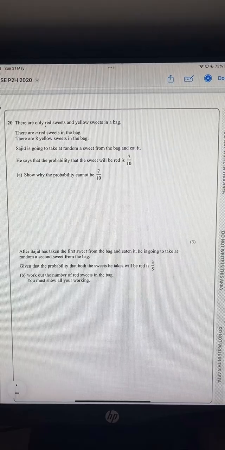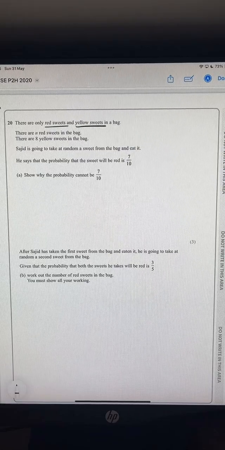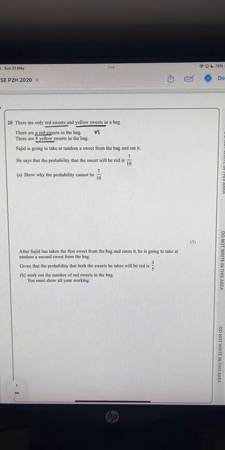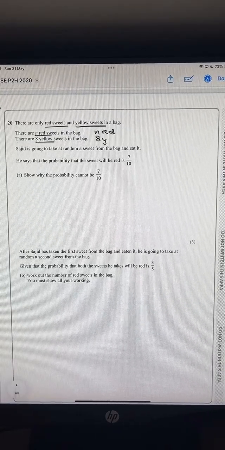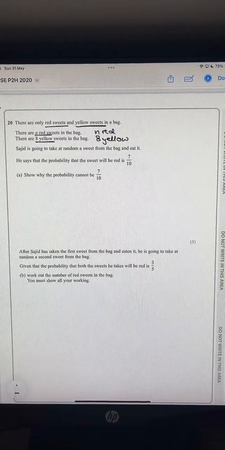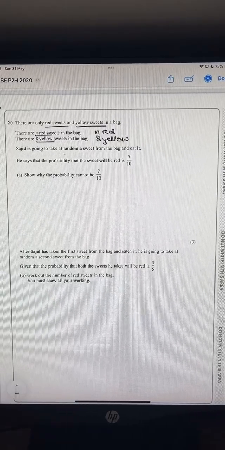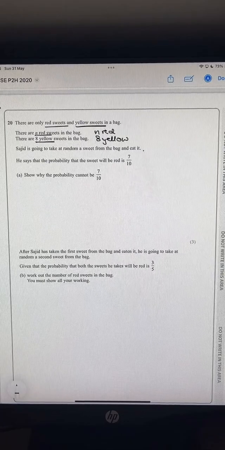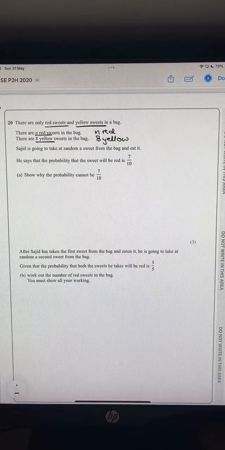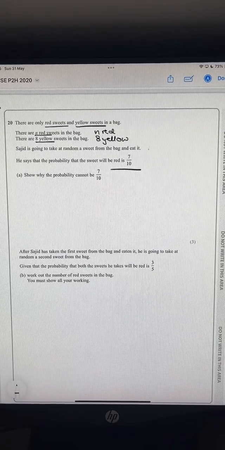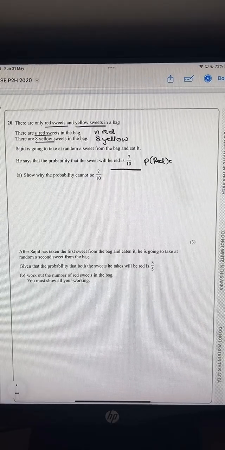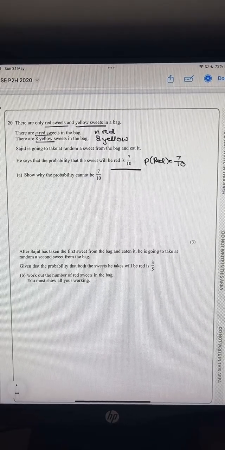So there are only red sweets and yellow sweets in a bag. There are n red sweets and 8 yellow sweets in this bag, so I like to write it out. Just so it's easier, I've separated my information. Sajid is going to take at random a sweet from a bag and eat it. Shocker. He says that the probability that the sweet will be red is 7 out of 10. So I like to write that down as well. So P of red is going to be equal to 7 out of 10.